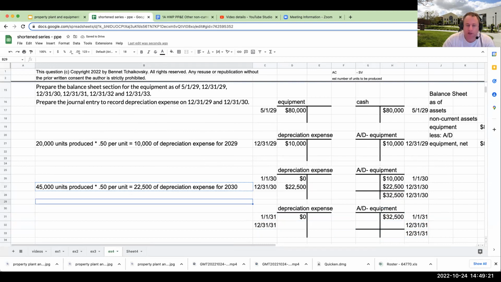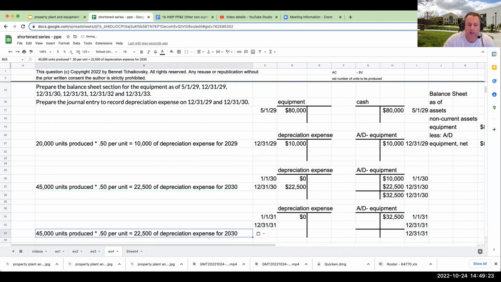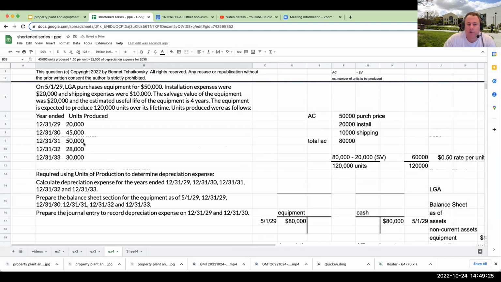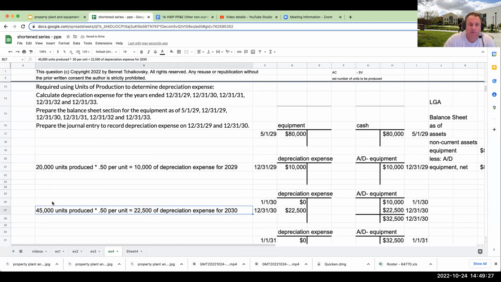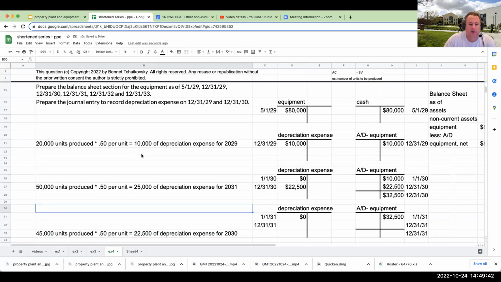So how many units did I produce in 2031? Well, I produced 50,000 units. Now, when I produce 50,000 units at 50 cents per unit, this is going to give me 25,000 of depreciation expense for 2031. Okay, and I just copied over.